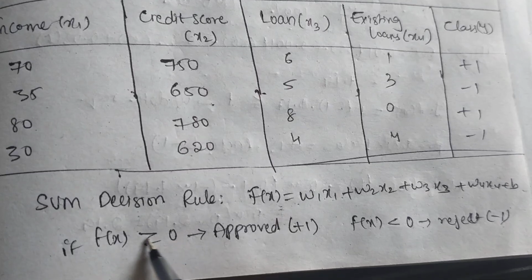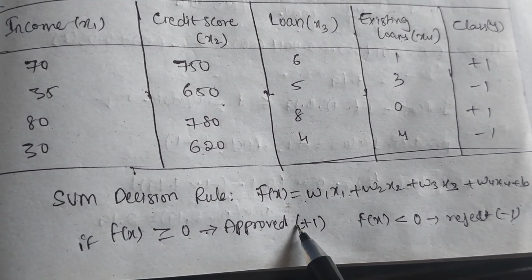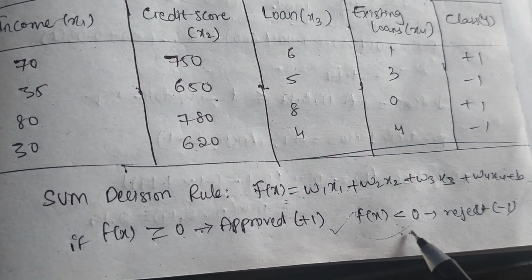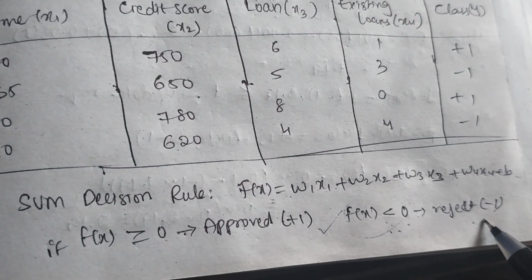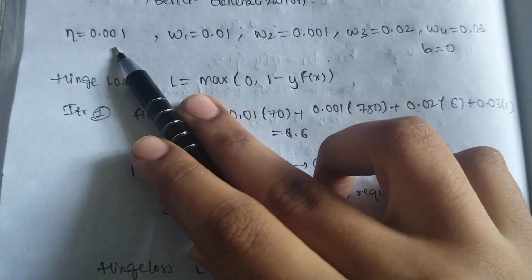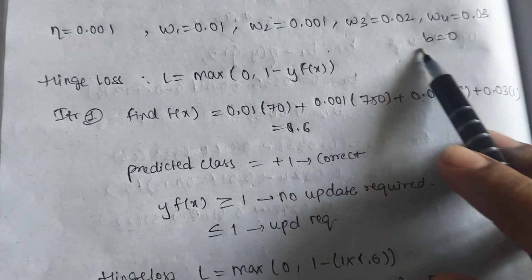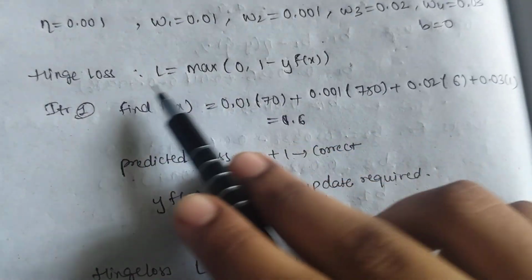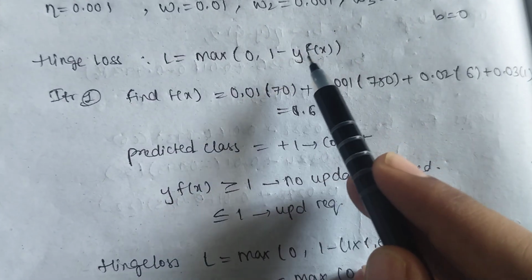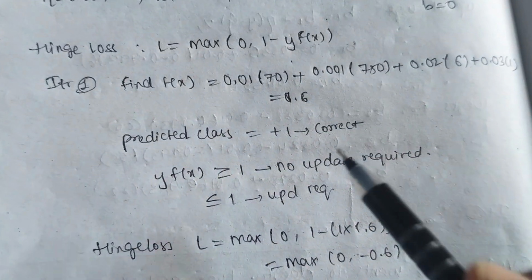Okay, so if f(x) is greater than or equal to 0, then it is approved. If this function gives you some value that is less than 0, then the loan is rejected. Here we will be considering eta as 0.001 and we'll be assuming the weights and bias to be 0. This is a hinge loss. We'll first find f(x), then we'll compute 1 minus y times f(x).